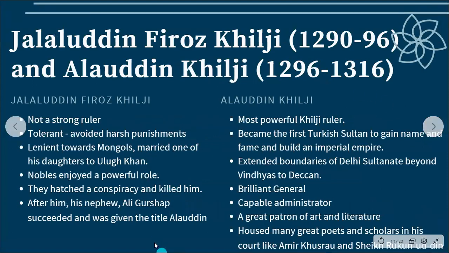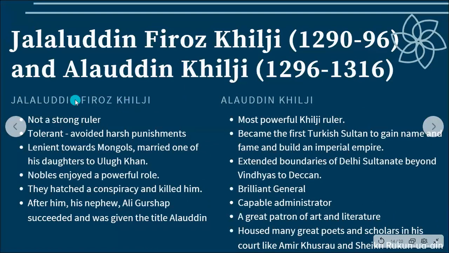Now, Jalaluddin Firoz Khilji and Alauddin Khilji. Okay, so this is 1290 to 1296. He ruled for 6 years. Jalaluddin Firoz Khilji wasn't a strong ruler, right?